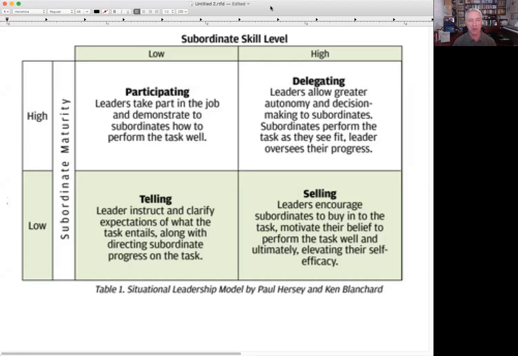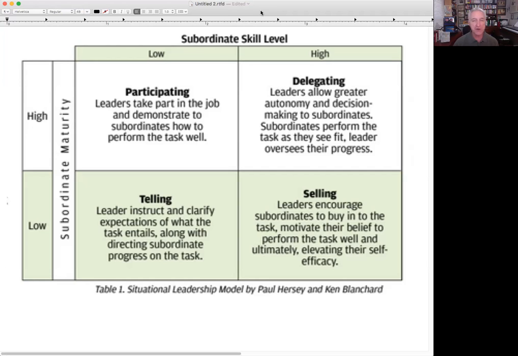So on the lower left with low, low, you've got a telling, very similar to our other diagram. If you have a low level of skill and high level of maturity, there's participation. Then to the lower right, if you have low maturity but high skill, there's selling, where the leaders encourage people. And then, of course, high is delegating.